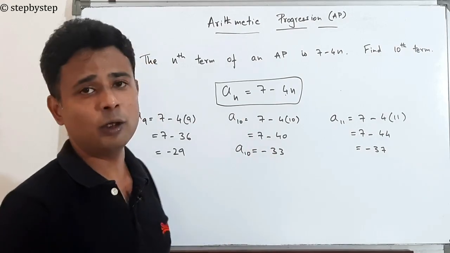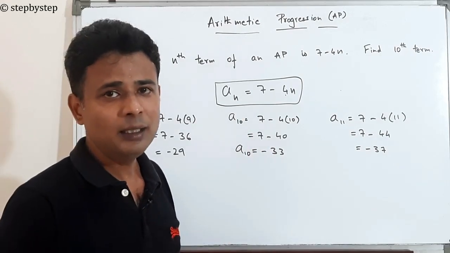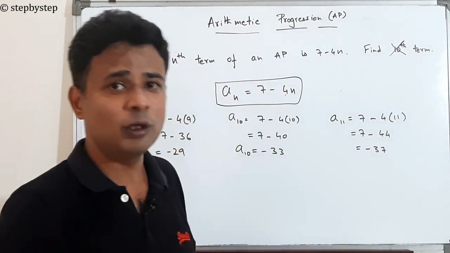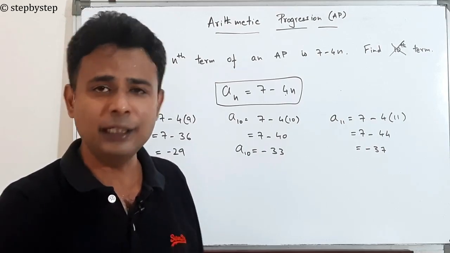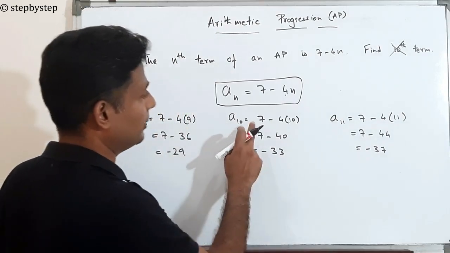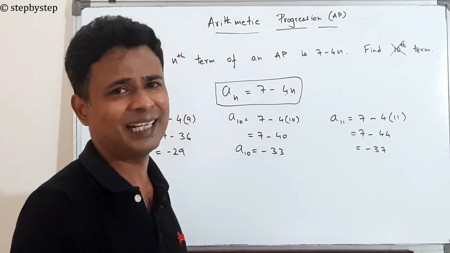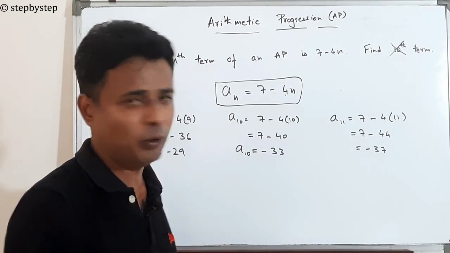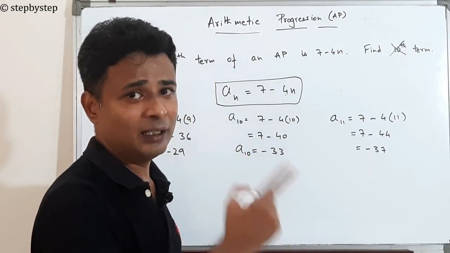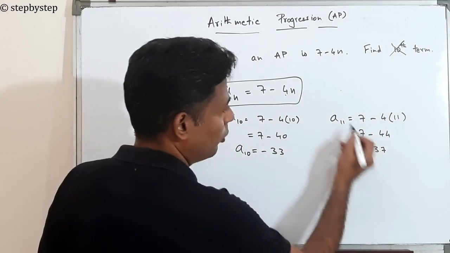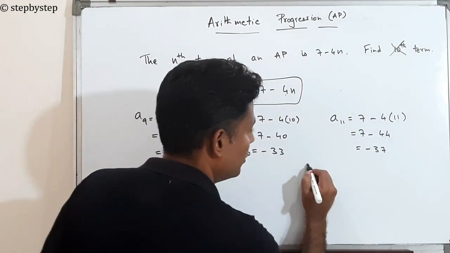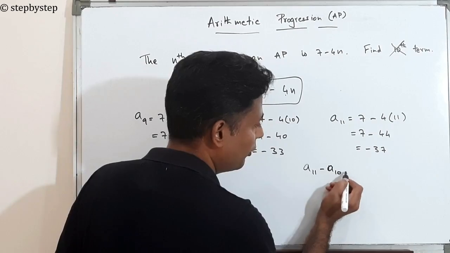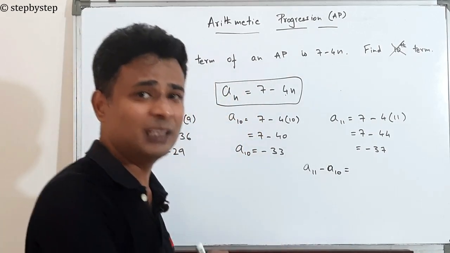Let's say they had asked you to find the common difference for this. What you would have done? Instead of this, if they had asked you to find the common difference, you would have found any two consecutive terms. Any two will do. 9th and 10th, 10th and 11th, 11th and 12th, 2nd and 3rd, 1st and 2nd. Any two consecutive terms you would have found and subtracted the first term from the second term. Here we found 10th and 11th. So a of 11 minus a of 10. One term minus the previous term.